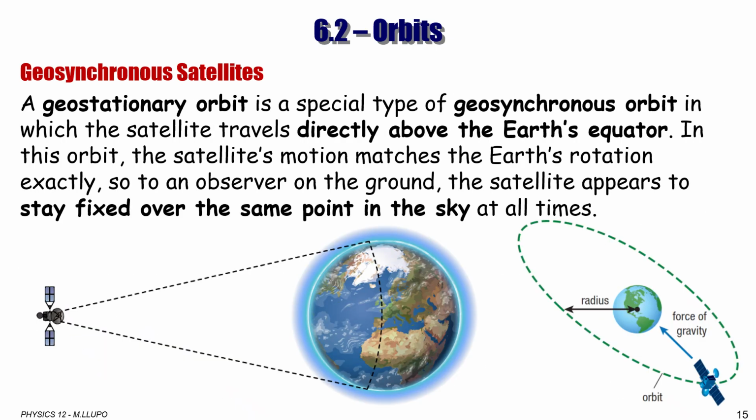A geostationary orbit is a special type of geosynchronous orbit in which the satellite travels directly above the Earth's equator. In this orbit, the satellite's motion matches the Earth's rotation exactly, so to an observer on the ground, the satellite appears to be fixed over the same point in the sky at all times.